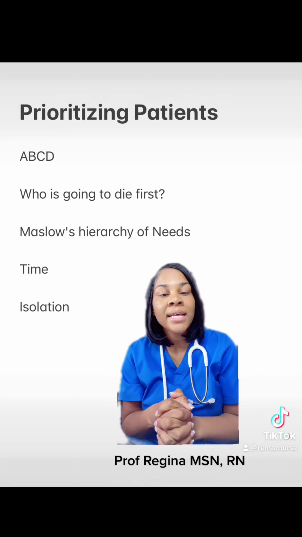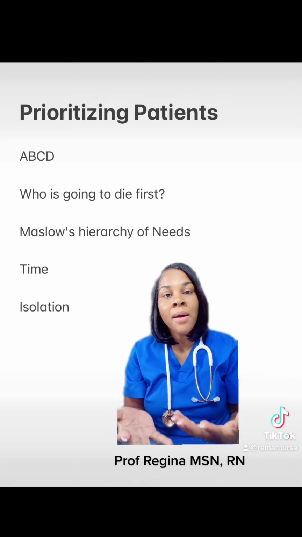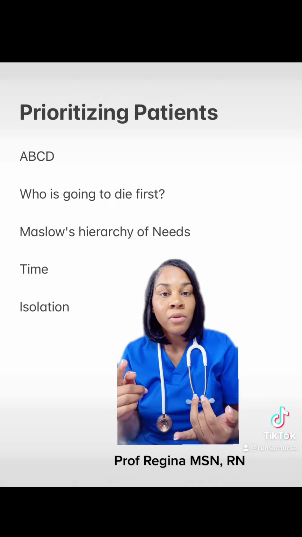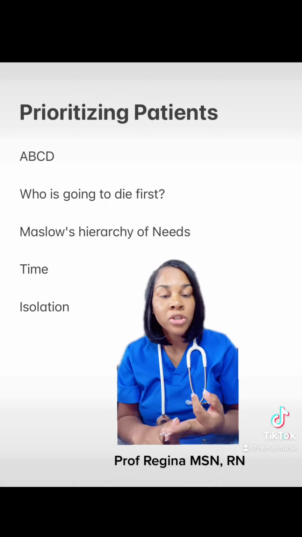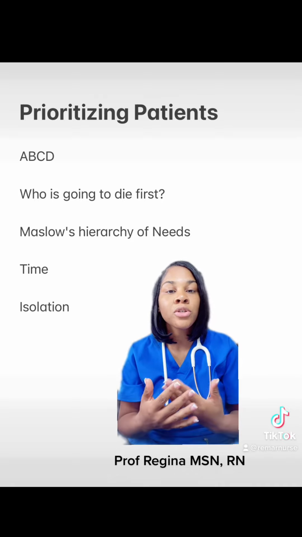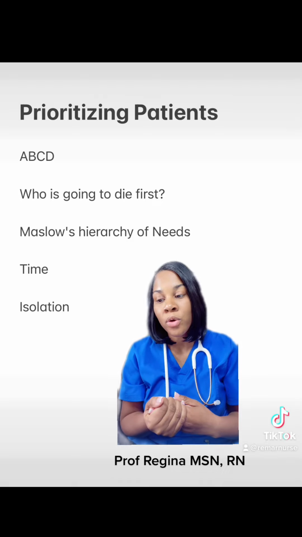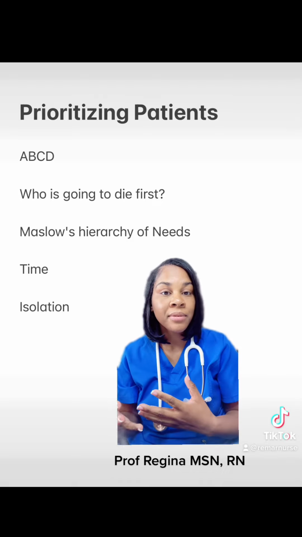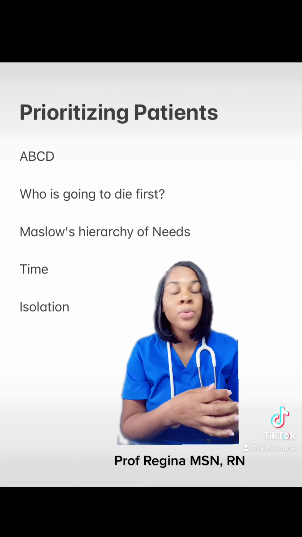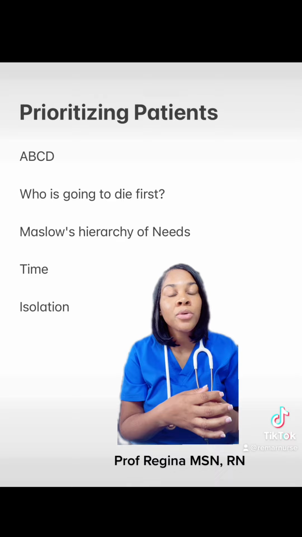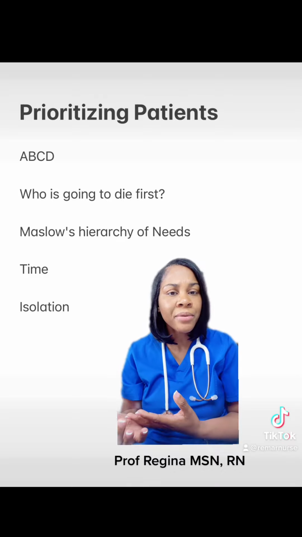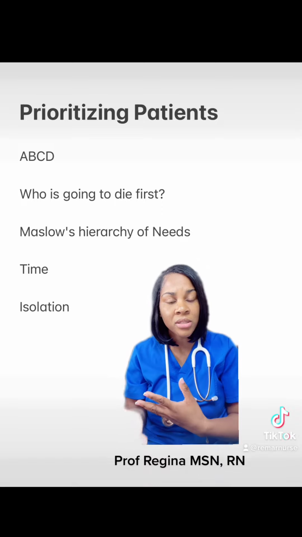The third way is Maslow's hierarchy of needs, meaning that the foundational things that you need to live, food, water, shelter, are going to be the priority over psychosocial issues. So you may have a patient who has diarrhea, and you have another patient who is grieving the loss of a spouse. Well, the person who has diarrhea is going to be your priority because they're experiencing what?